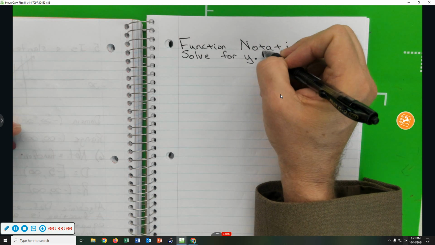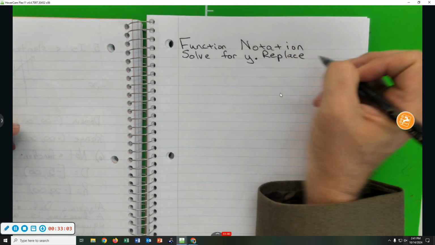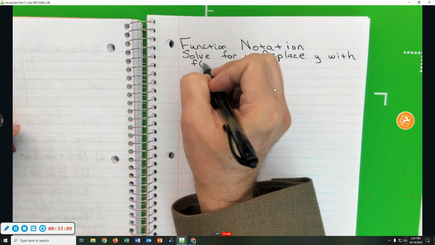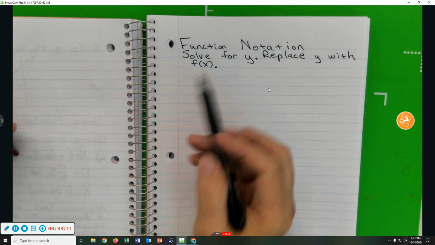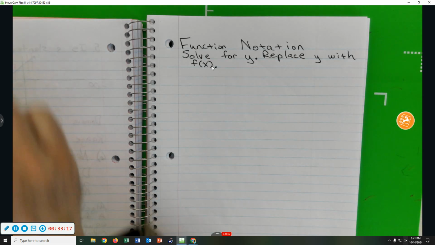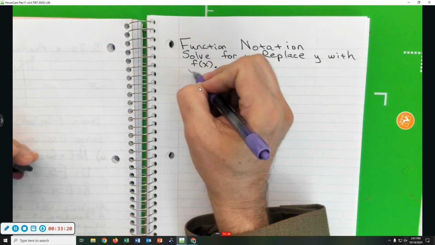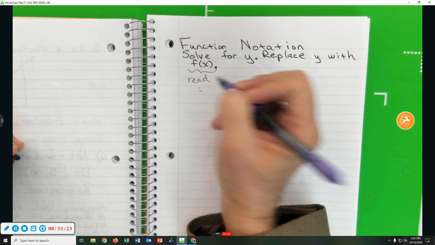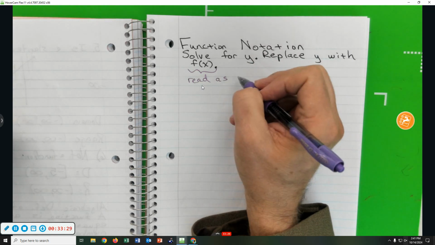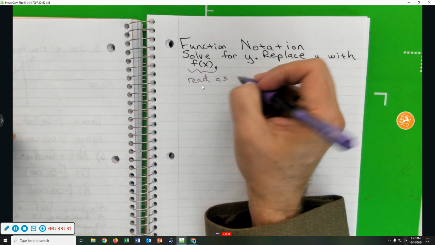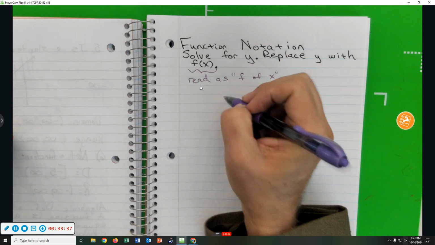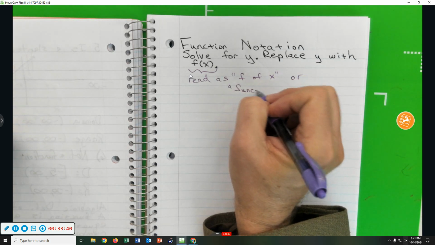Then you replace the letter Y with the notation f, left parenthesis x, right parenthesis. This is called function notation, and it's read as f of x. It's not f times x. You say, well, you learned that "of" means multiplication in previous math classes. Not with this notation. It's read as f of x, or some people want to be fancy and say function of x.